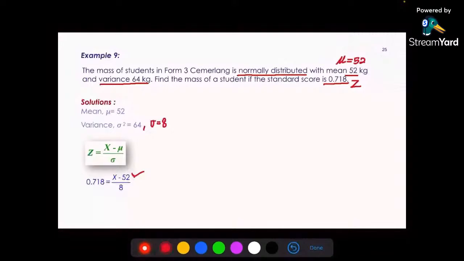kg. So this is kita punya body mass yang normal kan, tapi bila convert pada normal, standard normal, dia akan jadi 0.718, lebih kurang macam itulah. So next. Kita pergi example, next example.